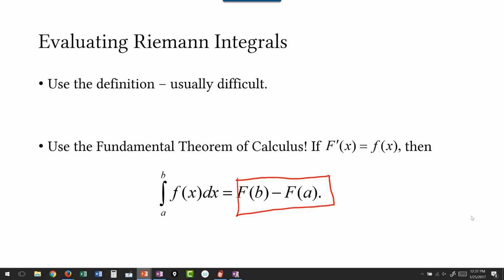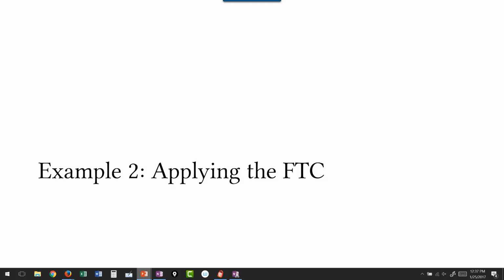So it's a much, much better way to go if you can find a function capital F whose derivative is little f. Much of what we're going to do in Cal 2 in the first part of the term is developing ways of finding that capital F. As a second example, we have an application of the fundamental theorem of calculus, just to remind us how that works.